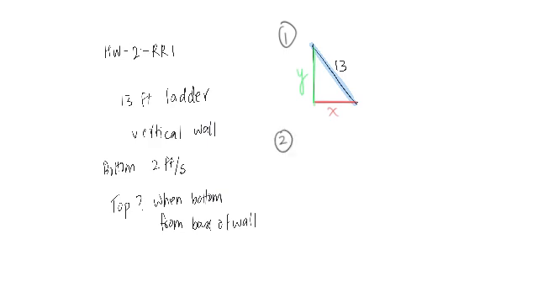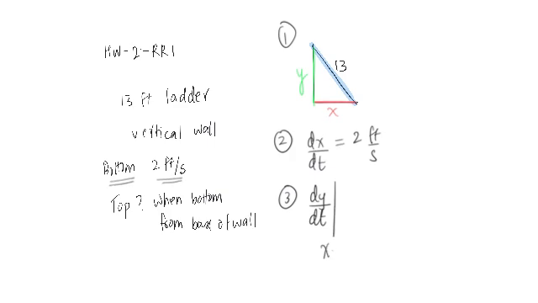The question is telling us that the bottom is sliding away from the wall at 2 feet per second. That means X is increasing, and the rate of change is 2 feet per second. dx/dt is 2 feet per second. That's our given rate. Our find rate is dy/dt. How fast is the top of the ladder moving down the wall? And we're given a snapshot moment when X, the bottom of the ladder, is 5 feet from the base of the wall. This is the question mark, the find.